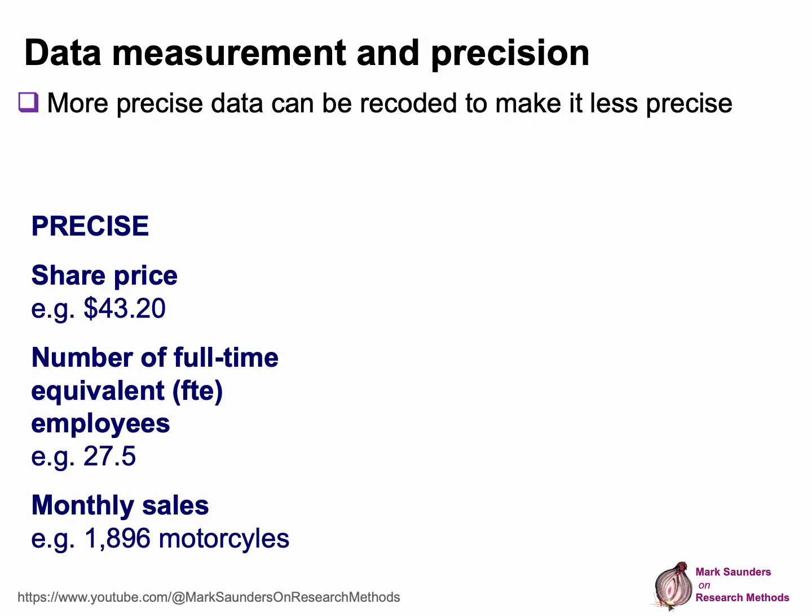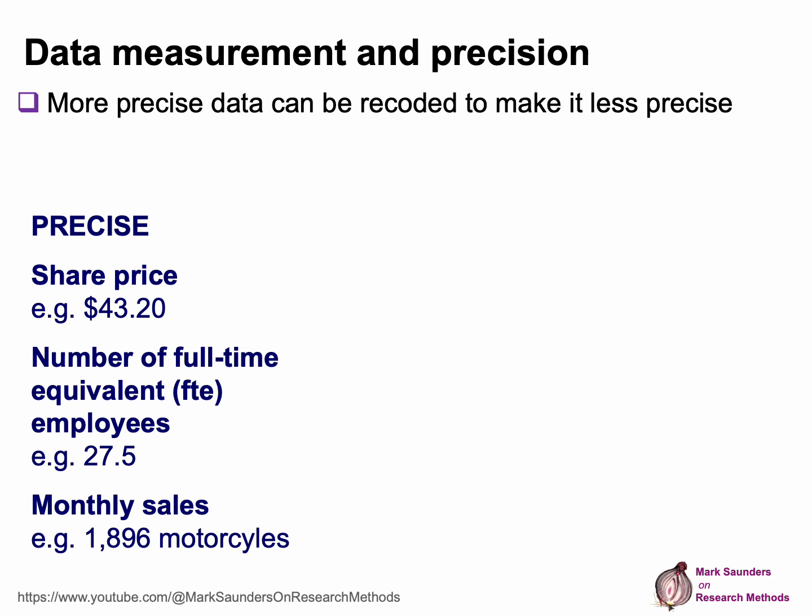Let's look at the idea of the precision of data measurement in a bit more detail, remembering of course that more precise data can be recoded to make it less precise. So let's start off with some precise data. We've got share prices, perhaps in dollars at $43.2. This obviously is measured on a continuous scale, and so it is continuous numerical data.